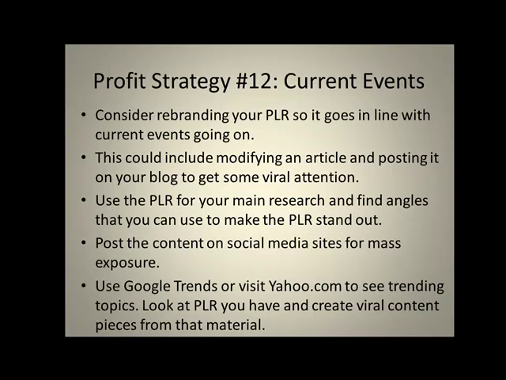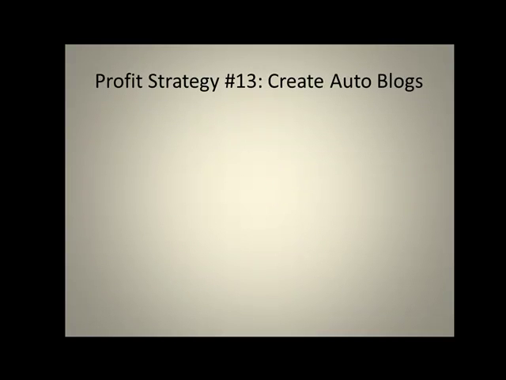You could use Google Trends or visit yahoo.com to see trending topics. Look at the PLR you have and create viral content pieces from that material. So Yahoo Trends or yahoo.com and Google Trends will always show some of the hot, more relevant topics that are getting a lot of buzz and excitement, and you could figure out a way to spin the PLR you have to approach those topics and post that on your blog, and then do some social bookmarking. That way you're getting right up in there to capitalize on a hot trend. And you've got PLR content, and there's a way to spin that for nearly any niche market.